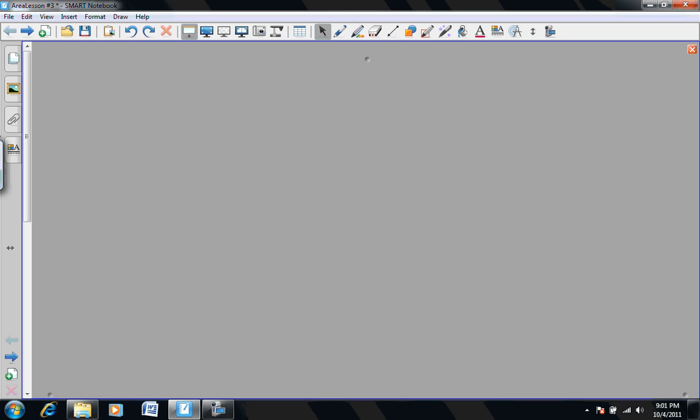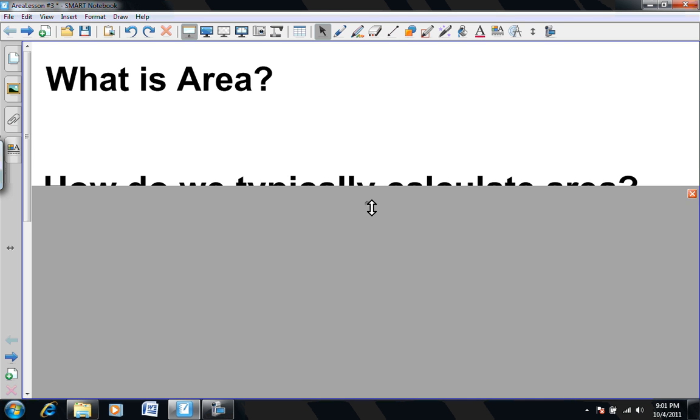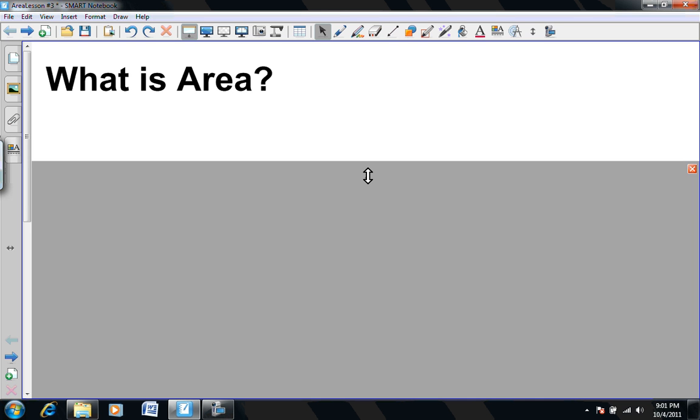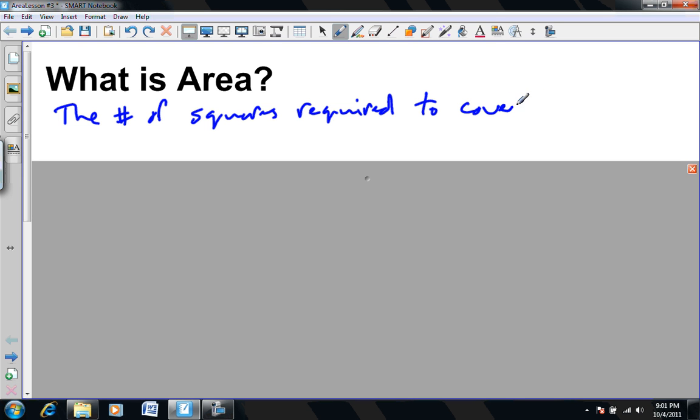Okay, this is our third of 3 lessons on area. In our first lesson, we just basically talked about what area is. And we learned that area is the number of squares required to cover a two-dimensional object.